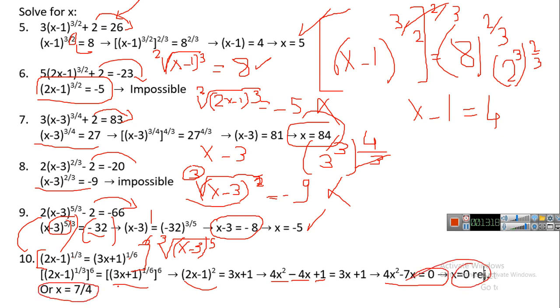Always we check. If you replace here x by 0 in this equation, always check. You're going to get minus 1 power 1 over 3, which is a negative number, equal to 1 power 1 over 6. Is it possible for positive to be negative? Of course, you know. And if you replace by 7 over 4, this is positive and this is positive, so it works. So that's it concerning the nth root. It's very easy. Hope that you got it.